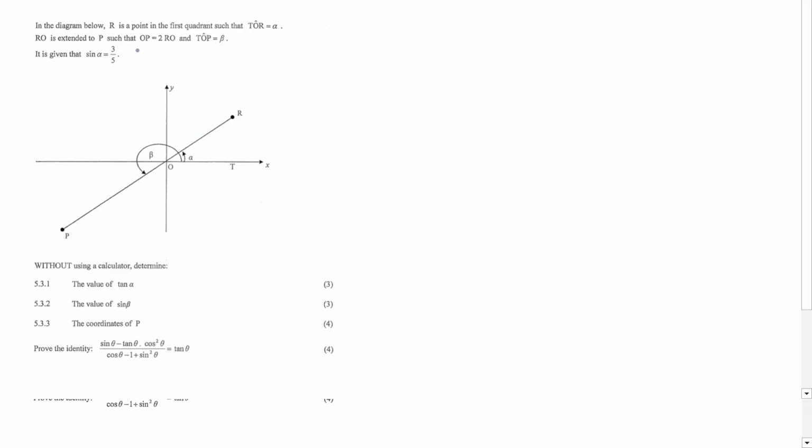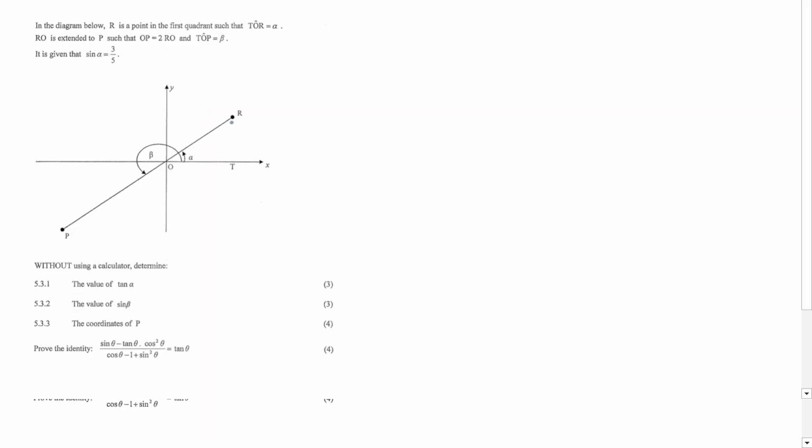So we've got in the diagram R is a point in the first quadrant, and TOR makes an angle of A. RO is extended to P, so that OP is double the length of RO, and TOP is B. It's given that sine A is 3/5.